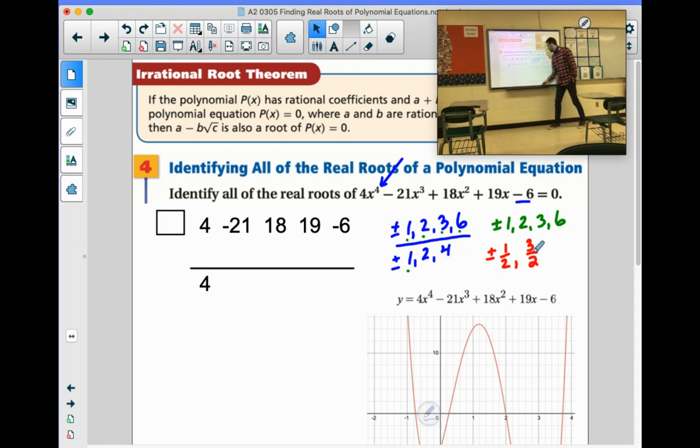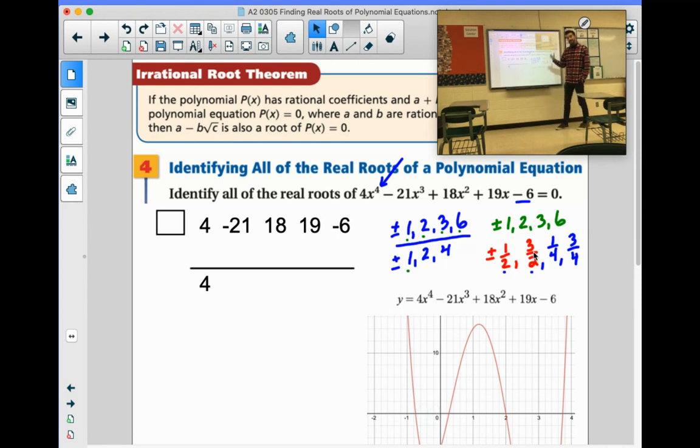And then if we put them all over 4, we'd have plus or minus 1 over 4. Plus or minus 2 over 4 would reduce to 1/2, which we already have. Plus or minus 3 over 4. And then plus or minus 6 over 4 would reduce to 3 over 2. So these are all of our possibilities: 1, 2, 3, 6, 1/2, 3/2, 1/4, and 3/4.